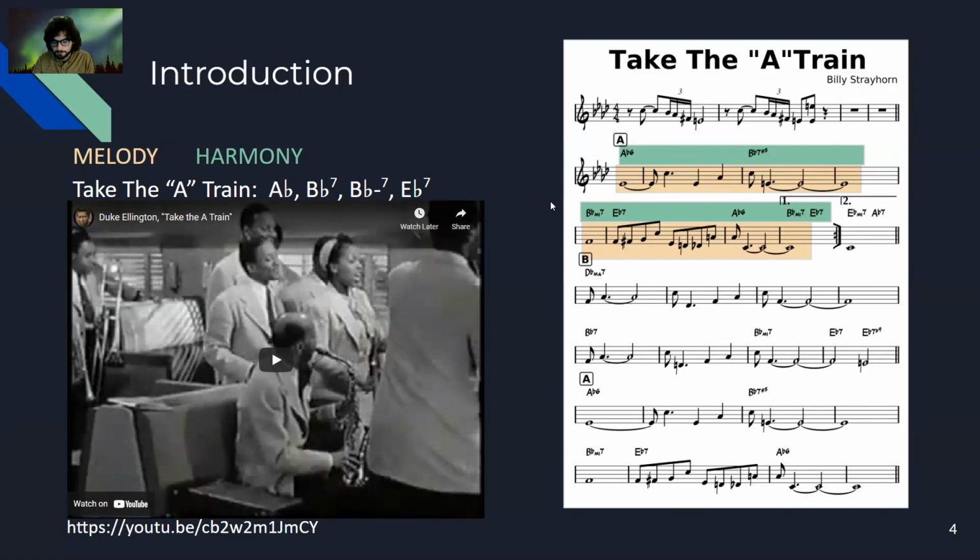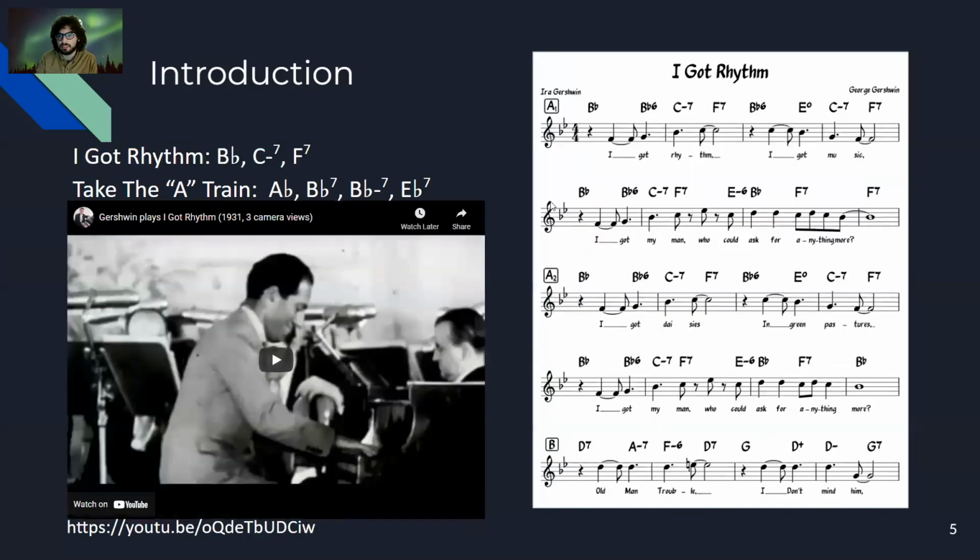E flat 7. If we go to a different example, there is another music notation, another different piece that we are not listening to now, but you will be able to find it in the slides following this link. So we can see that the harmony here follows B flat, C minor 7, F7.